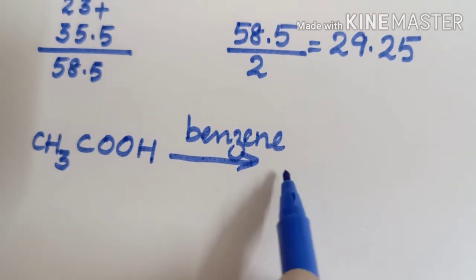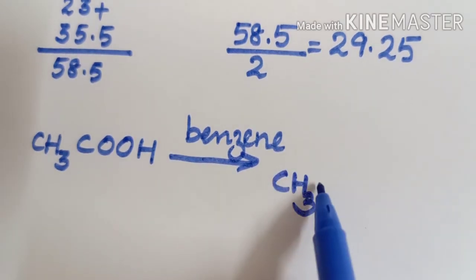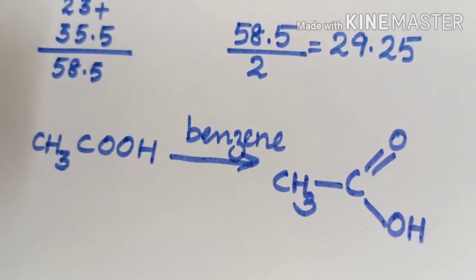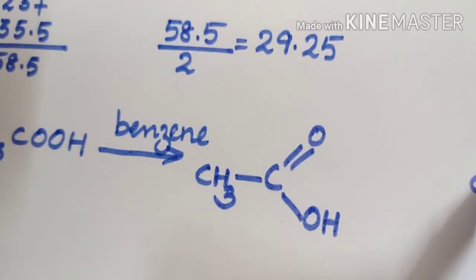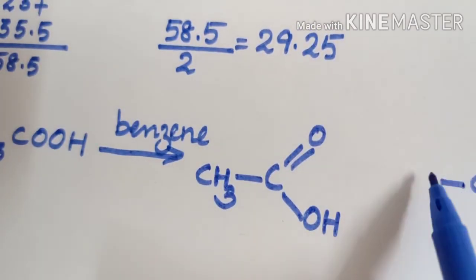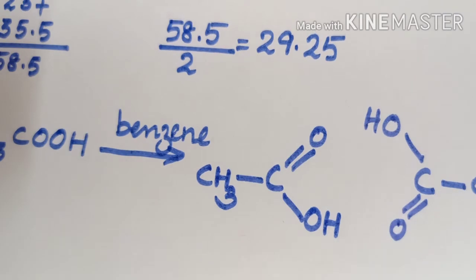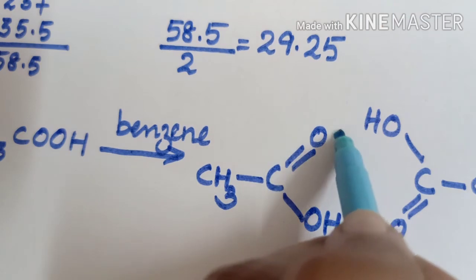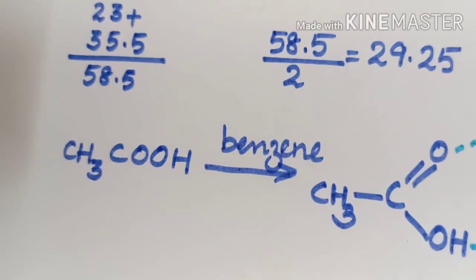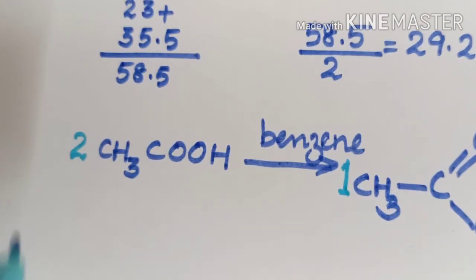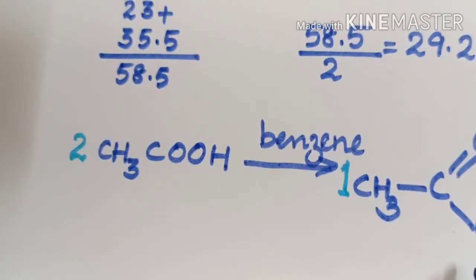So what happens here? Acetic acid, which can be written as CH3C double bond O single bond OH. The next CH3COOH molecule comes nearby in another pattern, and there arises a bonding here due to intermolecular hydrogen bonding. With the result, what happens is, if we have taken 2 moles of the substance, it forms a single unit of a dimer. So with the result, the number of particles here decreases.